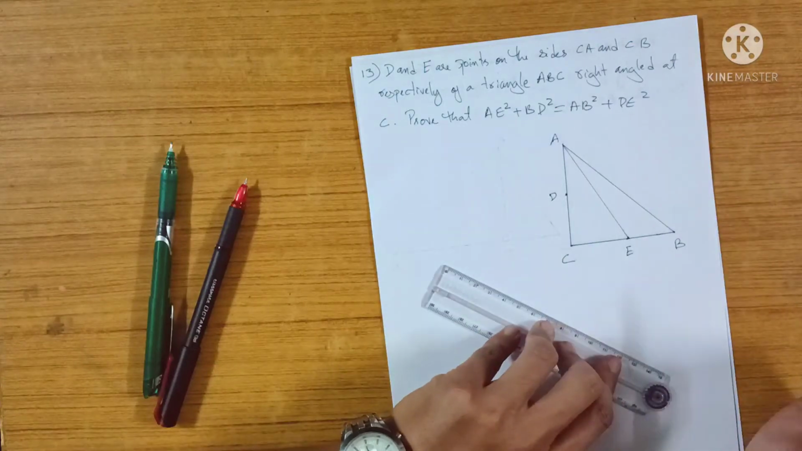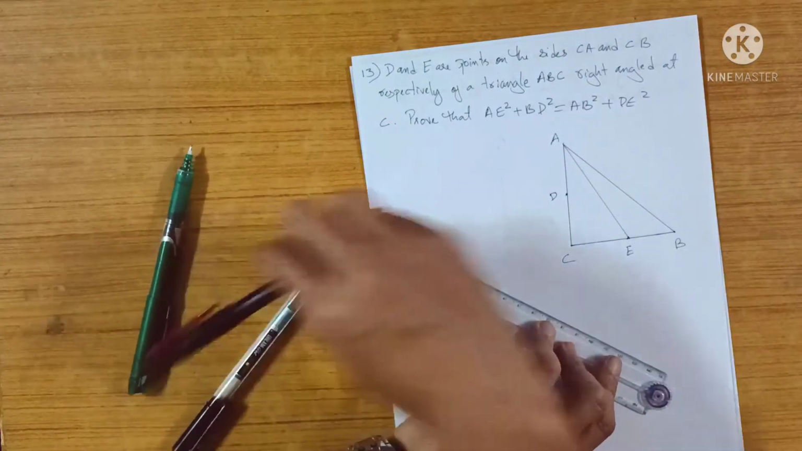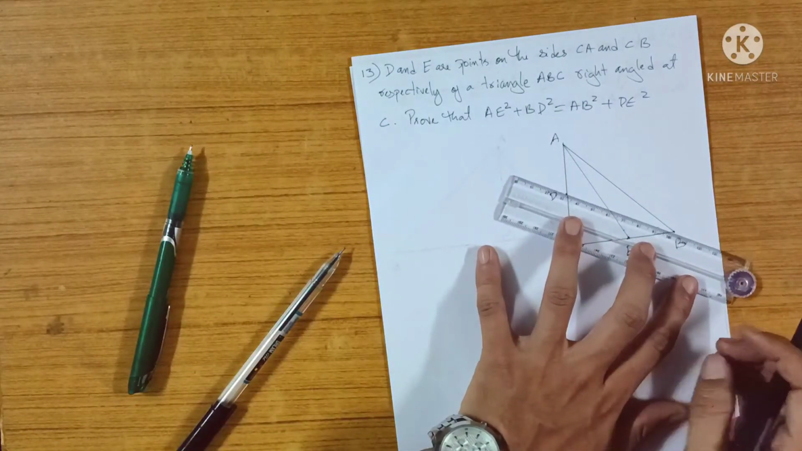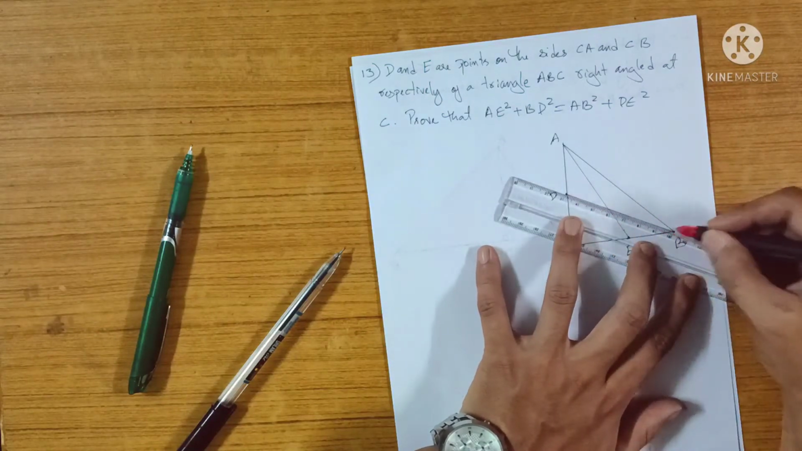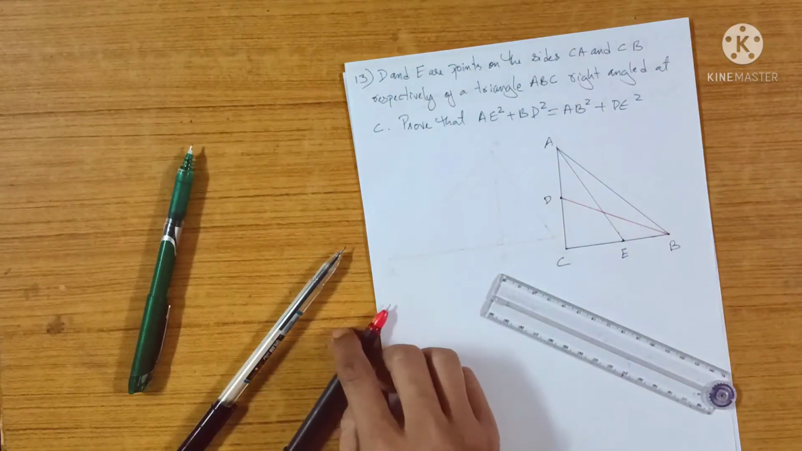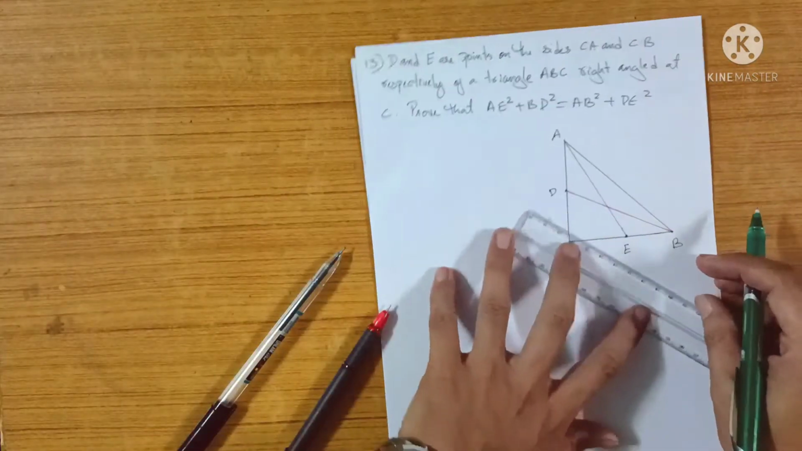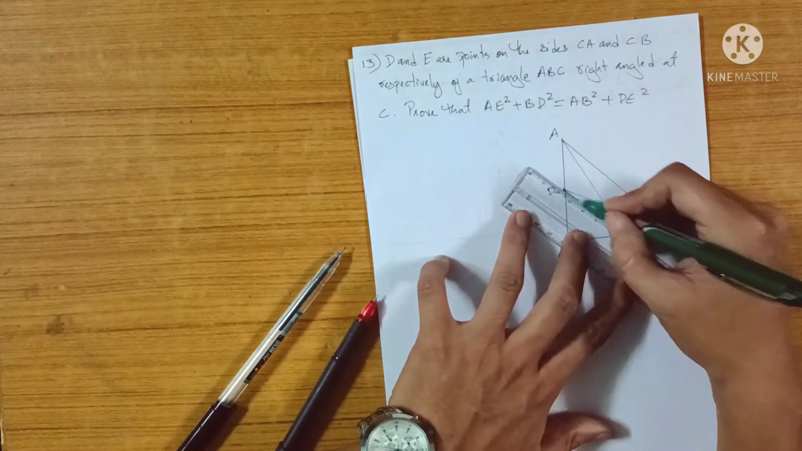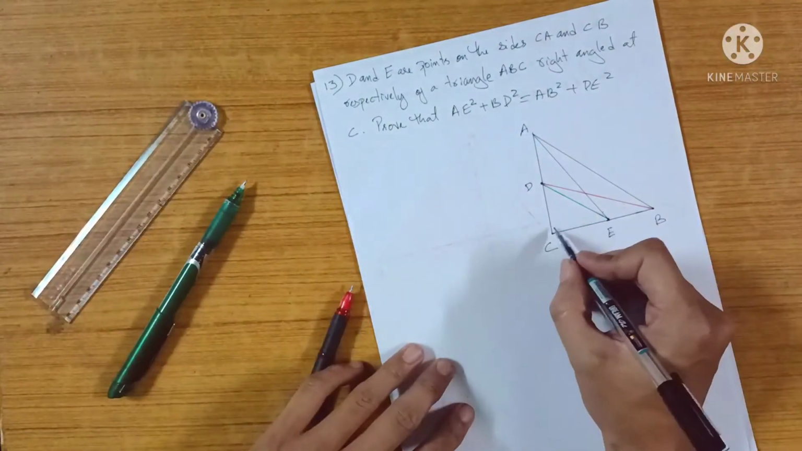AE square. Let's join it, writing. Okay. BD square. BD is here. So we can distinguish. BD square equal to AB square. AB is here, the long one, plus DE. So DE is this one. And we know that this is 90.